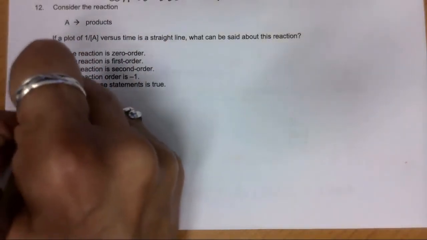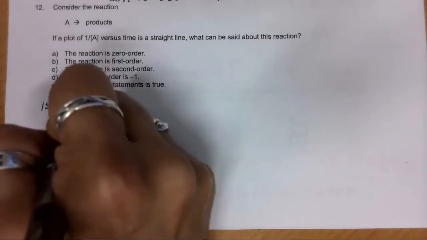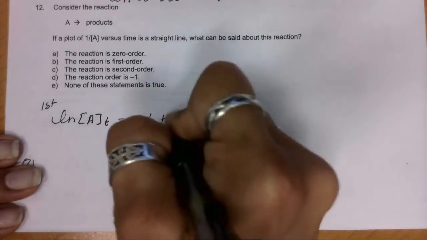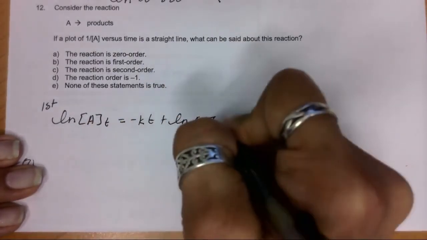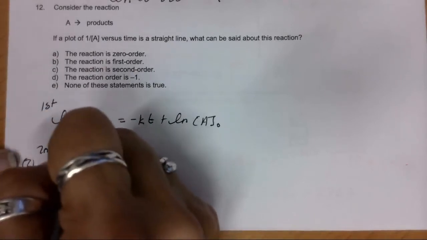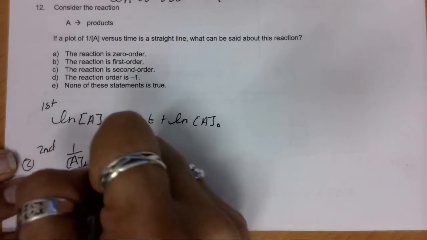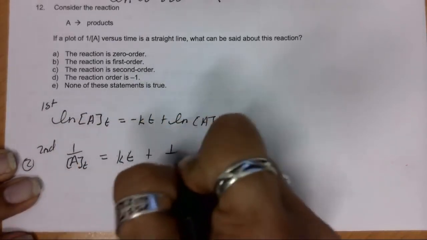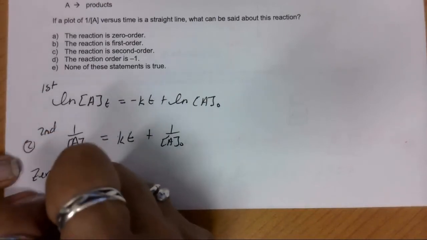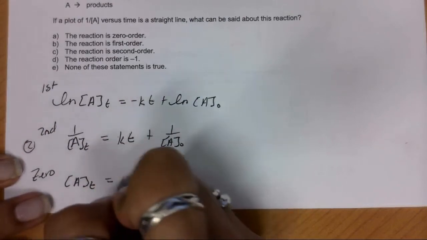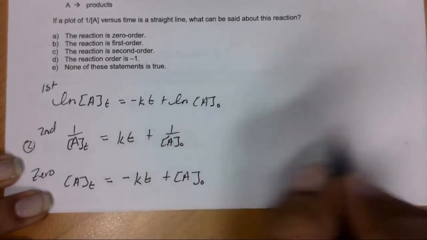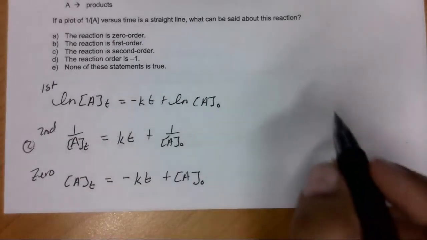For a first order reaction, my integrated rate law is the natural log of the concentration of A at time t is equal to negative k times t plus the natural log of the initial concentration of A. My second order integrated rate law is 1 over the concentration of A at time t is equal to k times t plus 1 over the initial concentration of A. And my zero order is the concentration of A at time t, which is equal to negative k times t plus the initial concentration of A. Okay, so these are our integrated rate laws for first, second, and zero order.